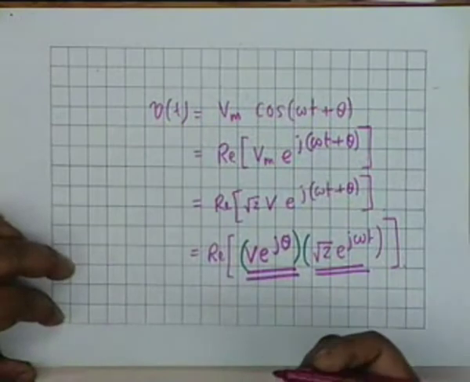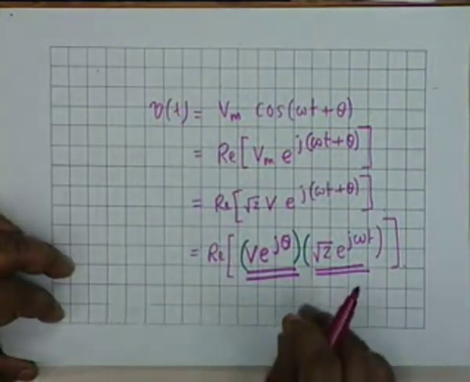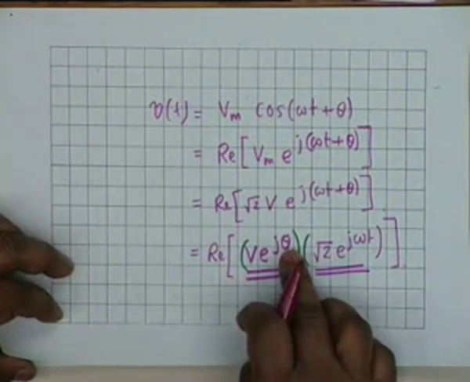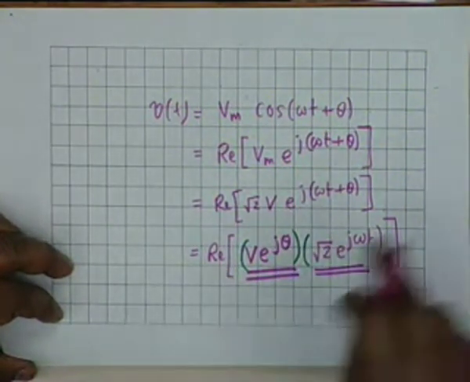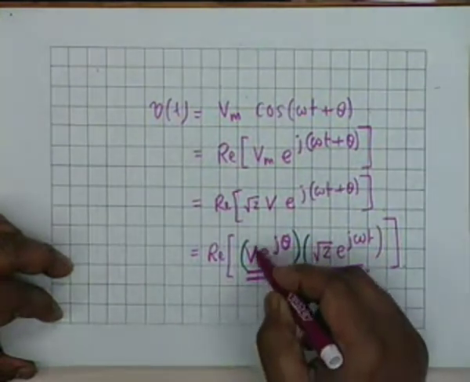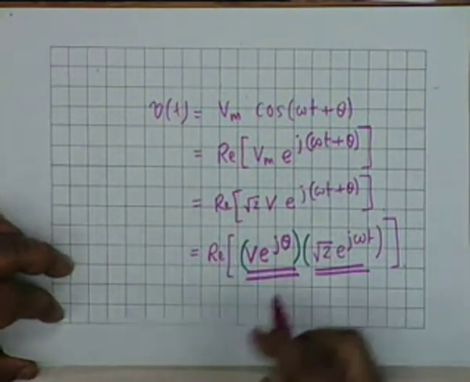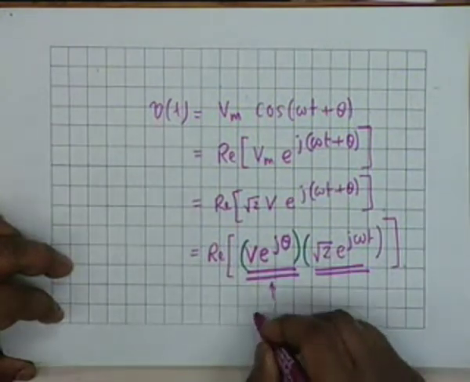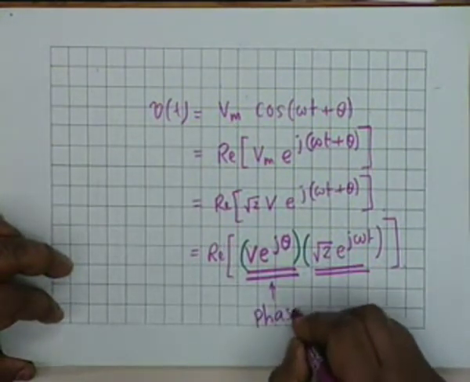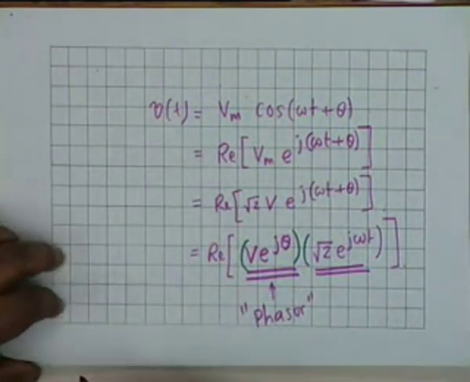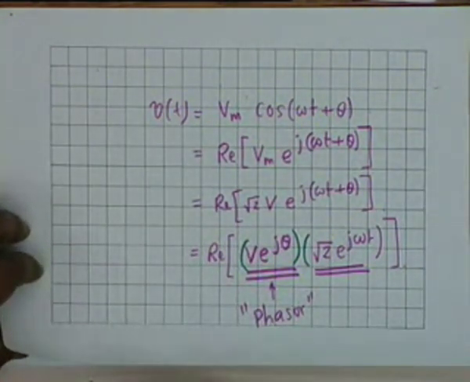If I have another voltage which is 90 degrees out of phase with this, then all that I do is add e to the power j (theta plus 90). If the magnitude is different, I will take the differing magnitude there. So this quantity is known in the electrical circuit analysis context as a phasor.